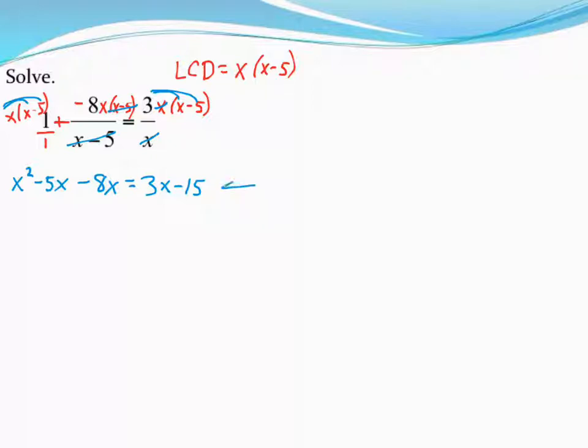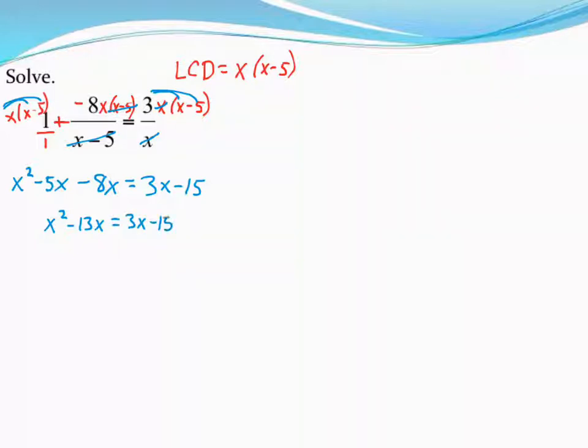And so I said we would hopefully end up with something easier to solve. And I guess this is easier in the sense of it's no longer rational, there's no fractions in it, but it is quadratic. There is something with an x squared in it. But that's okay, we can work this out. So let's go ahead and simplify this just a little bit. I'm going to have x squared minus 13x, I'll combine like terms, and then equals 3x minus 15.